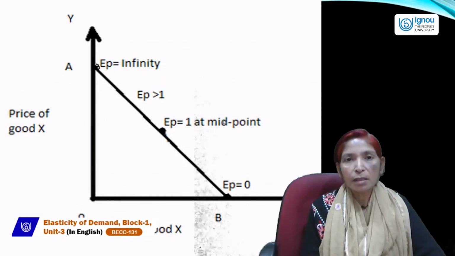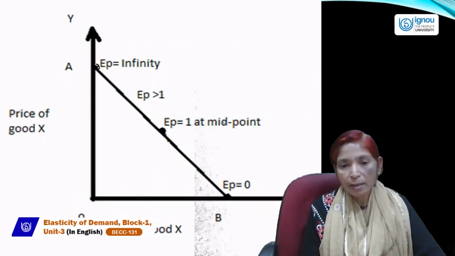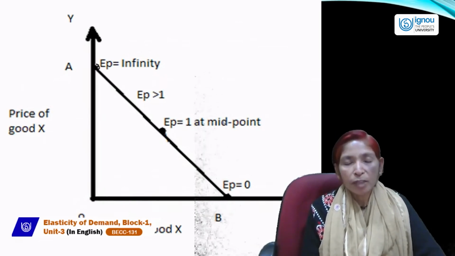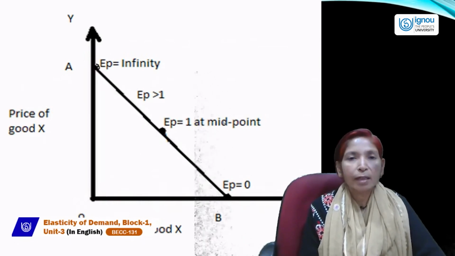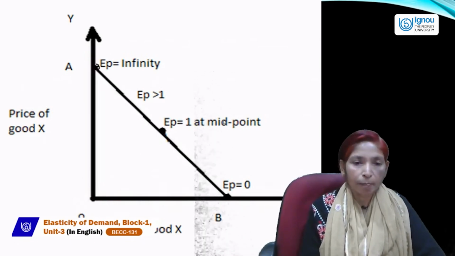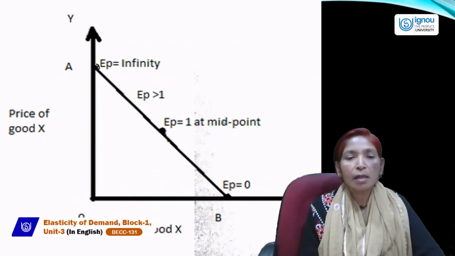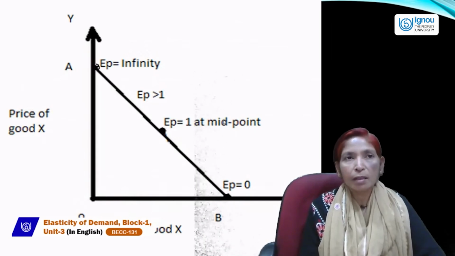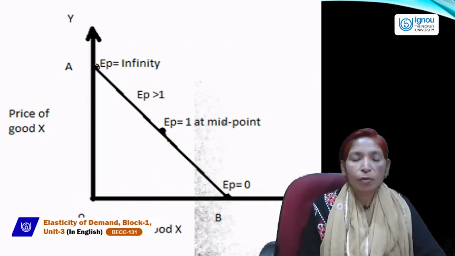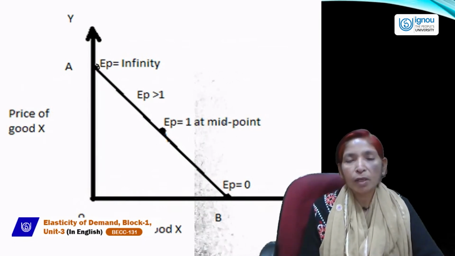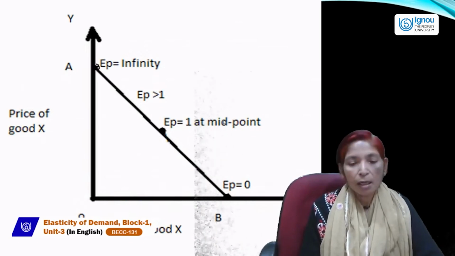Below this point, ED will be less than 1. At the x-axis, ED will be 0, and on the y-axis, if we take any point, then demand will be perfectly elastic or infinity. So we can estimate elasticity of demand on a given single demand curve or straight line demand curve in 5 ways. Here elasticity of demand may be equal to 1, less than 1, more than 1, unitary elastic, infinity, or inelastic.